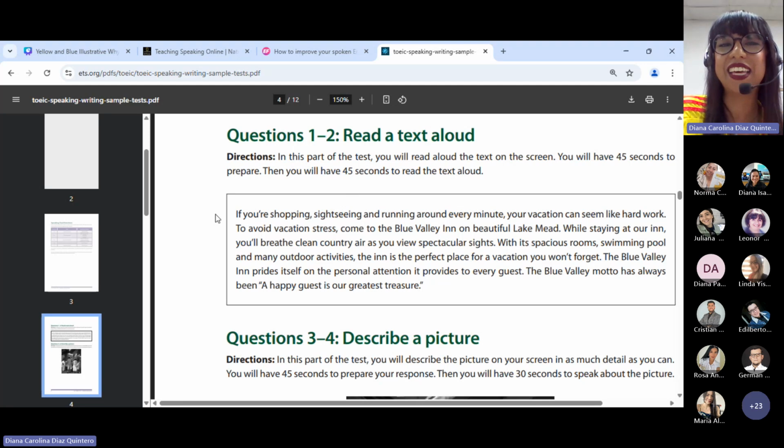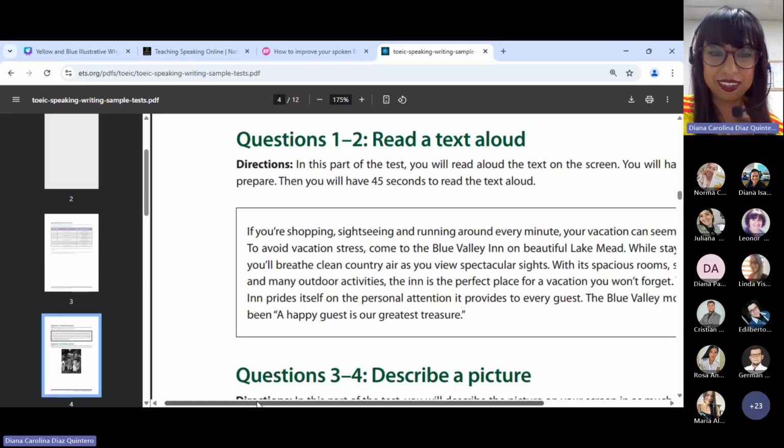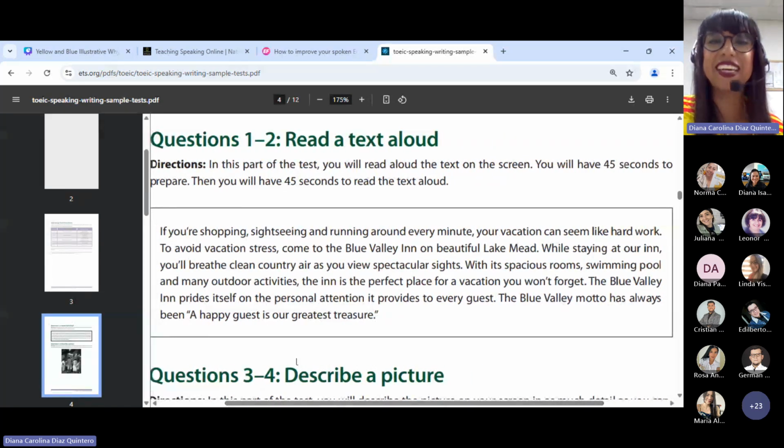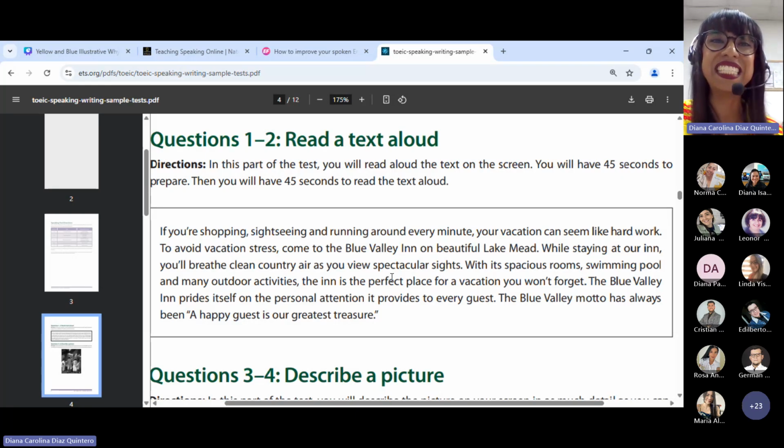Number one, the idea is that we can read this paragraph in 45 seconds. We're going to have a minute to prepare this reading, and then the goal is that two of us can read this text in 45 seconds. Do you accept the challenge? What do you say? Yes?